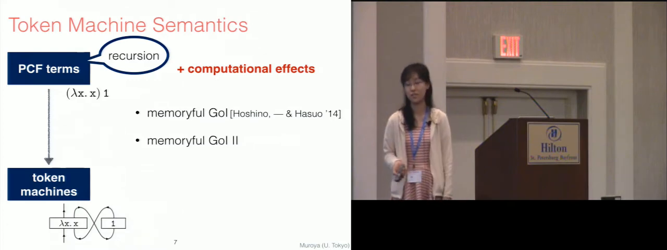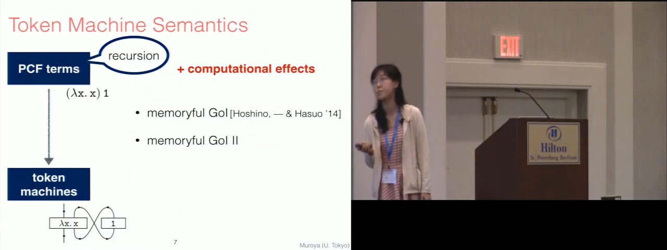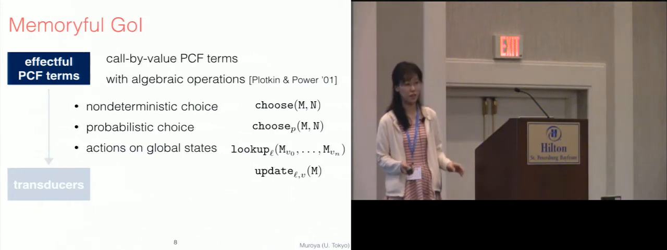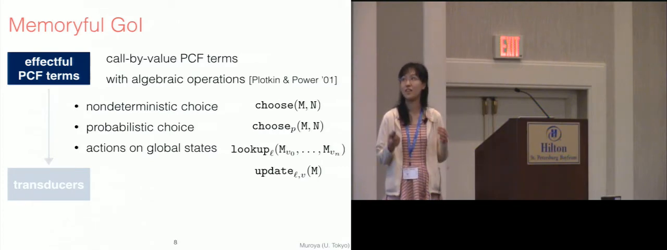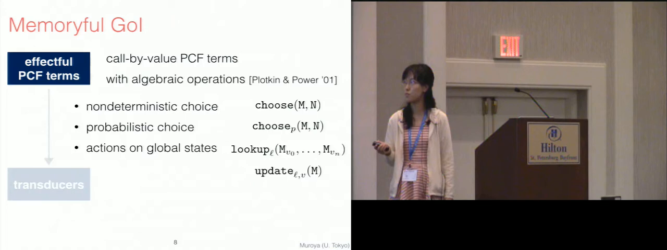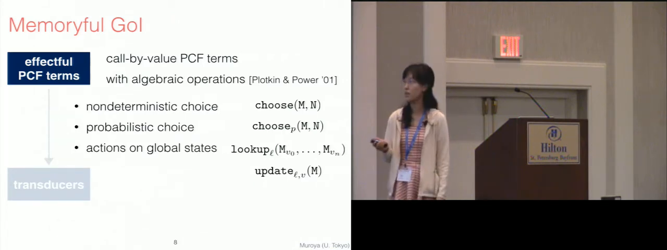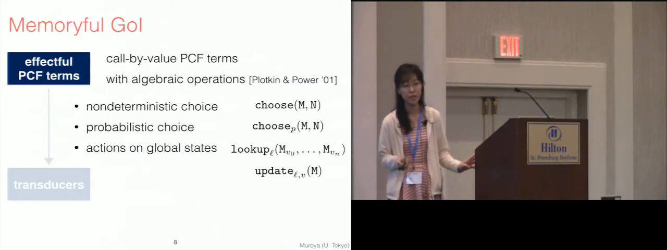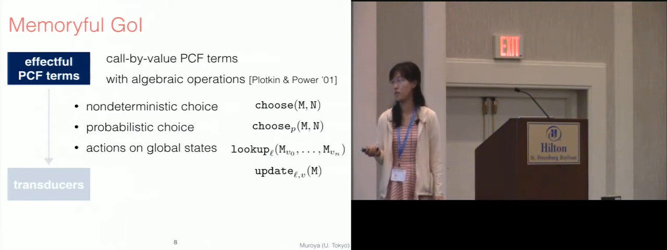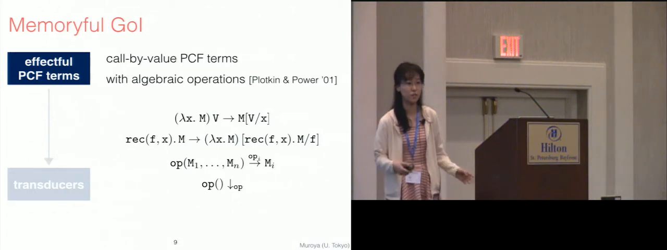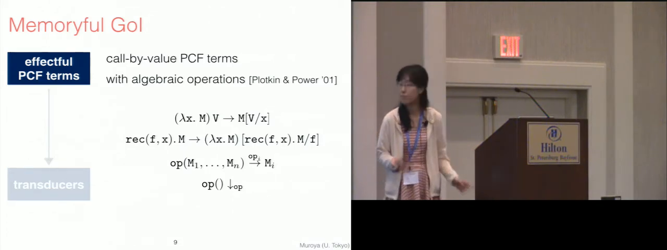Okay, so I describe the Memoryful GOI framework now. The target language is precisely PCF with algebraic effects. We use algebraic operations as an interface to generate computational effects. Examples include a non-deterministic choice operator, a probabilistic choice operator, where M is chosen with probability p, and N is chosen with probability 1 minus p, and actions on global states, like lookup and update. And reduction on these terms is defined in the same way as Plotkin and Power proposed.